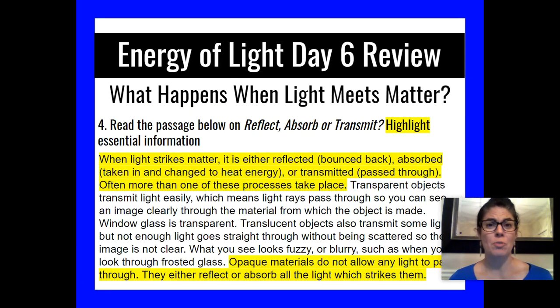You then had to read a passage about reflect, absorb, and transmit, and highlight essential information. I highlighted when light strikes matter, it is either reflected, bounced back, absorbed, taken in and changed to heat energy, or transmitted, passed through. Often, more than one of these processes take place. Opaque materials do not allow any light to pass through. They either reflect or absorb all the light which strikes them.